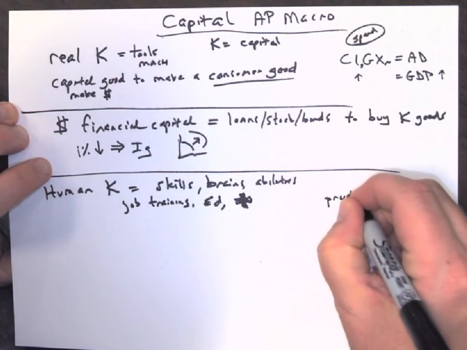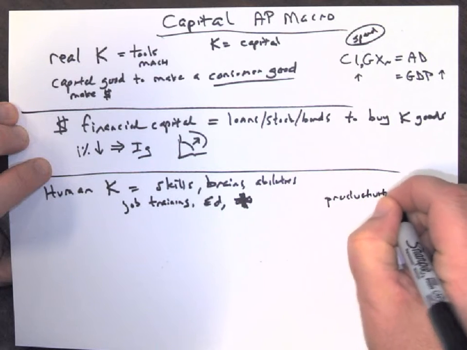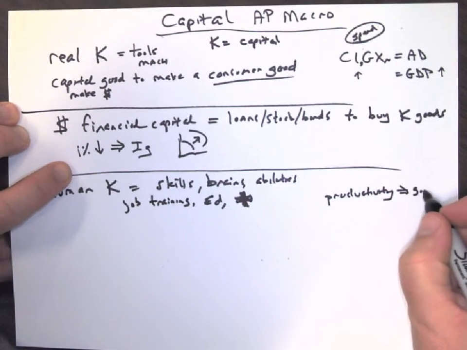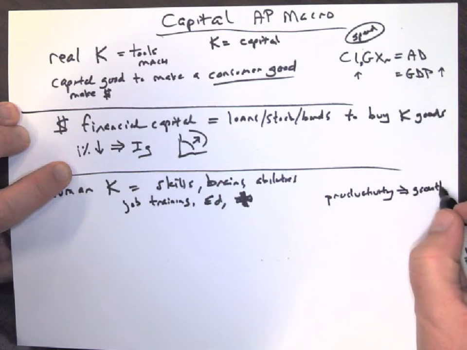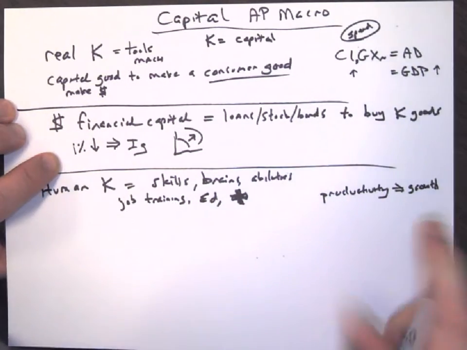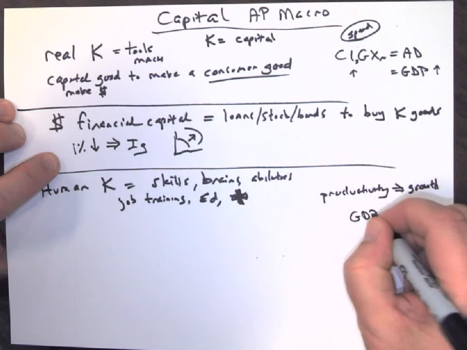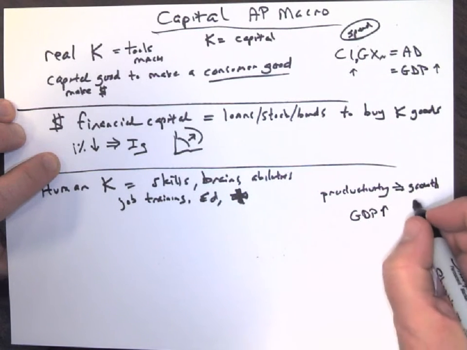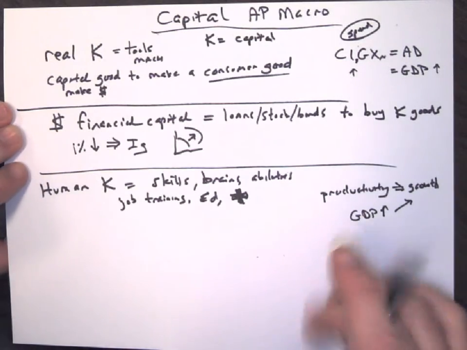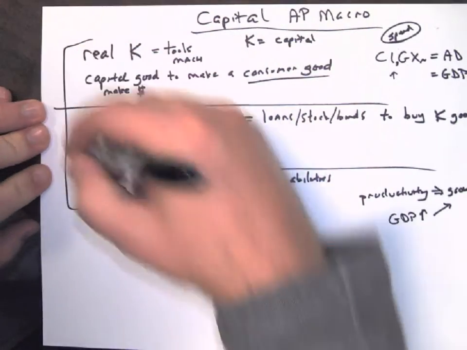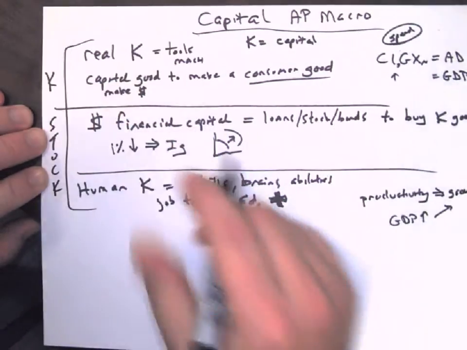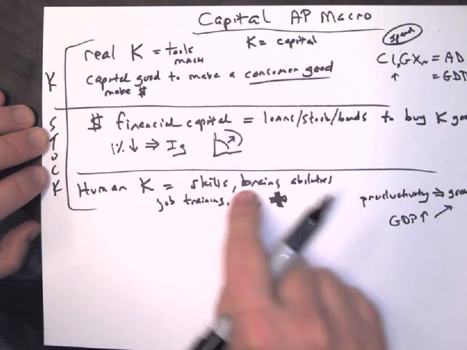So productivity leads to growth. If we have the same people, the same resources in an 8-hour day, if they become more productive, then GDP would go up, and we could even have potential GDP going up, and that would lead to growth. So all of these together are what we call our capital stock. So our capital stock includes all three of these.